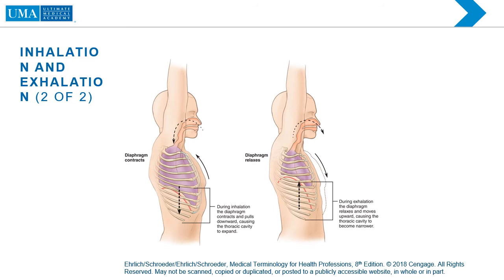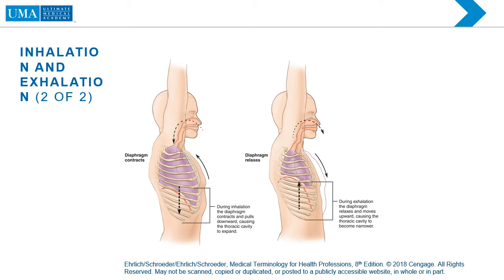Notice, during inhalation, the diaphragm contracts and pulls downward, and this causes the thoracic cavity to expand. However, when the diaphragm relaxes, or during exhalation, the thoracic cavity actually becomes more narrow.